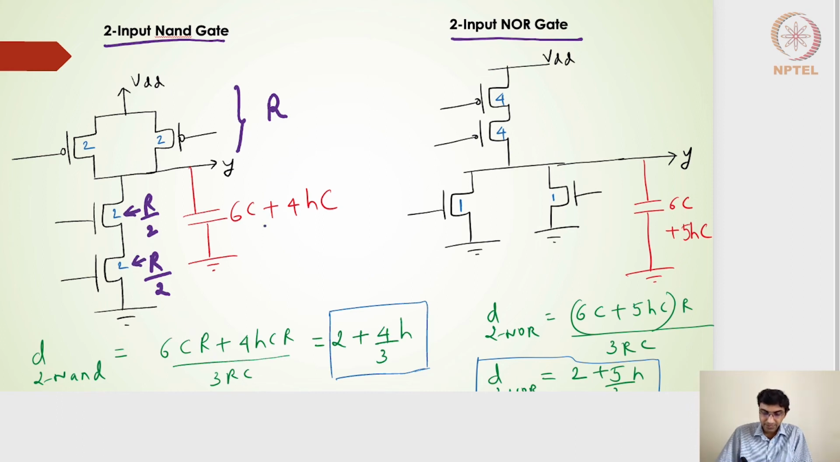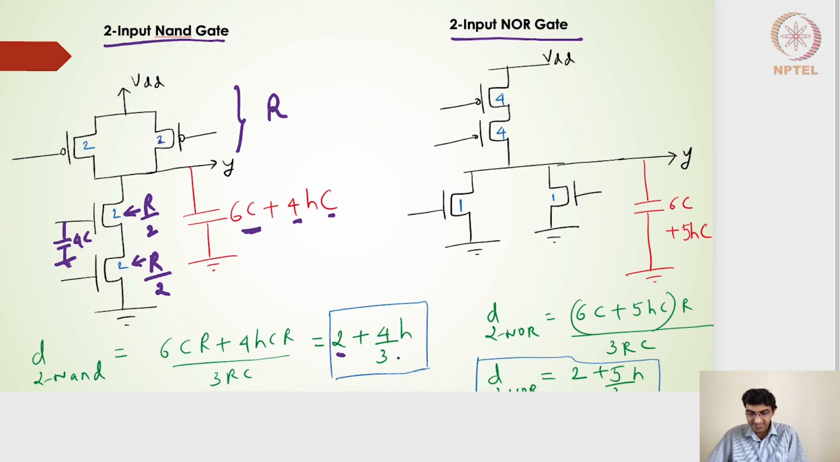So the overall capacitance seen at the output node Y will be nothing but 2 coming from here, 2 coming from here, and then 2 coming from here. So 6C. And if it is cascaded to the next stage, the next stage input will see a capacitance of 4C in both the inputs. So if it is connected to one of the inputs on the next stage for the same 2-input NAND gate, it will be nothing but 4C into H. So the overall normalized delay in a linear delay model will be nothing but (6C plus 4HC) divided by 3RC, which will be nothing but 2 plus 4 by 3 into H.